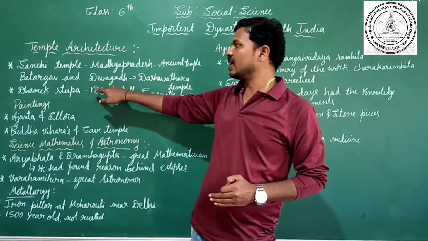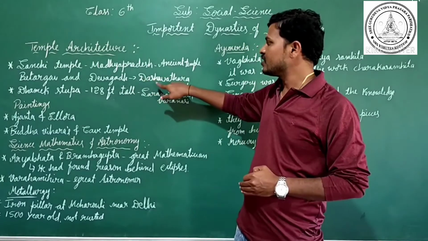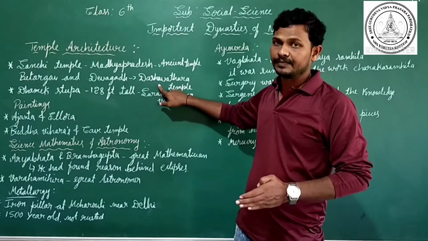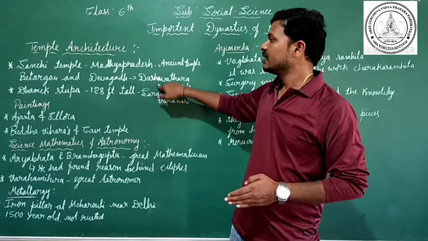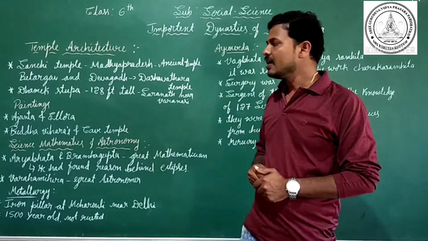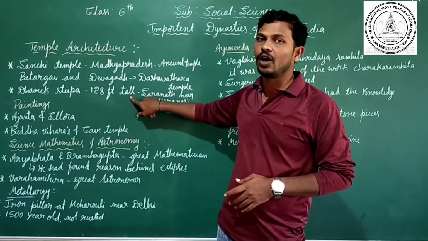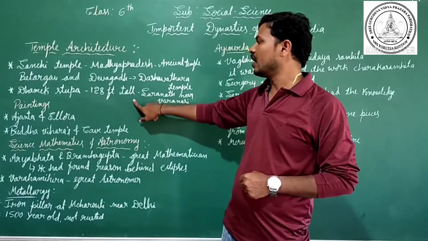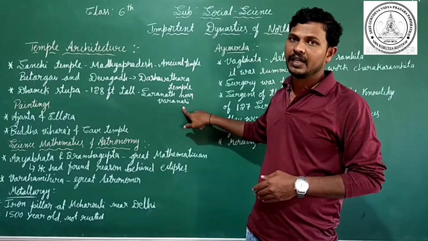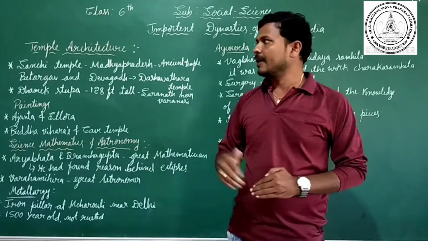The places are called Bitargaon and Devagad. This Devagad temple, especially, is known as the Dashavatara temple. This Dashavatara temple has a Vishnu idol. We found the Vishnu idol. This Dashavatara temple is available in Devagad, and these places are also situated in Madhya Pradesh. And the Damek Stupa is 128 feet tall. It is situated in Saranath near Varanasi. Like this, the Gupta empires contributed to temple architecture also.